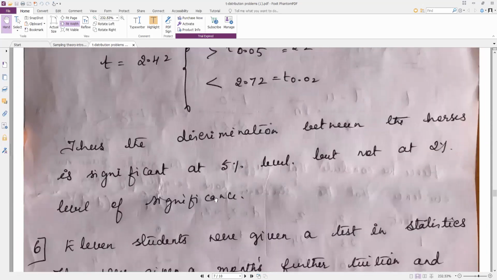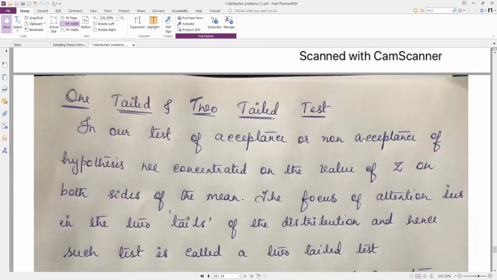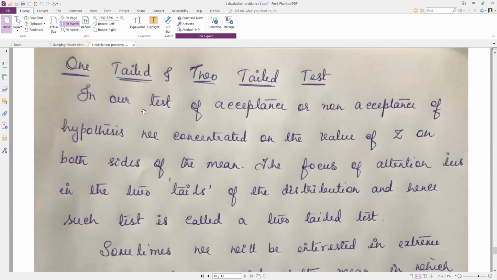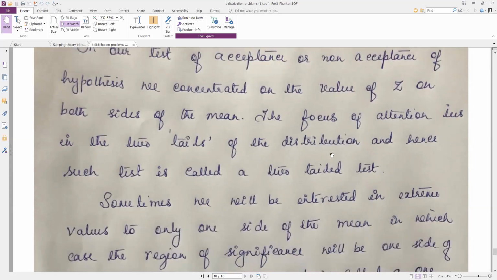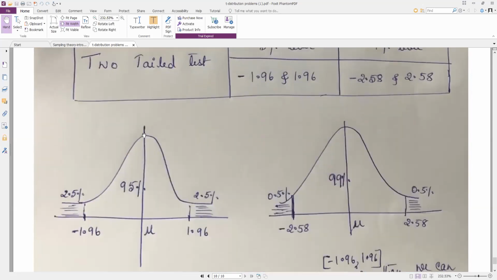For this, in the last page of the PDF, I have told you regarding one-tailed and two-tailed tests. In the syllabus, the one-tailed test is not there for you. You are only required to study the two-tailed test. Now, two-tailed test means, in our test of acceptance or non-acceptance of hypothesis, we concentrate on the values of Z on both sides of the mean. The focus of attention lies in the two tails of the distribution, and such a test is called a two-tailed test. I told you regarding the normal distribution, the bell-shaped curve, correct?